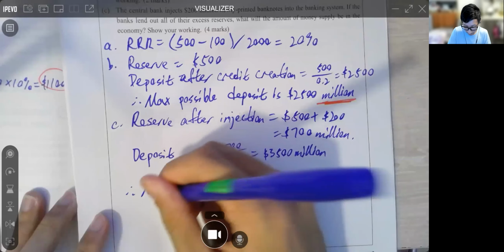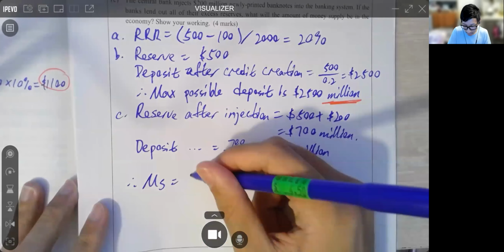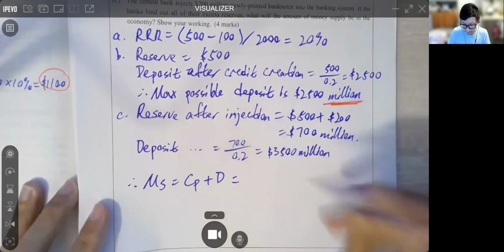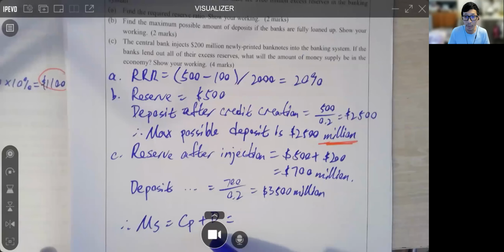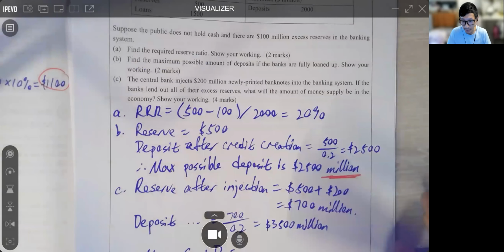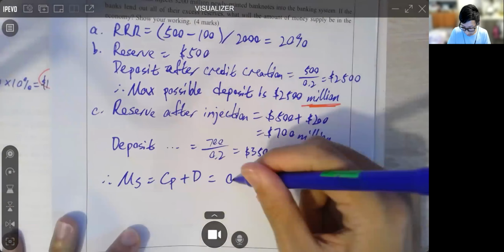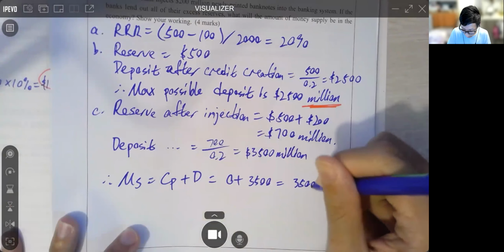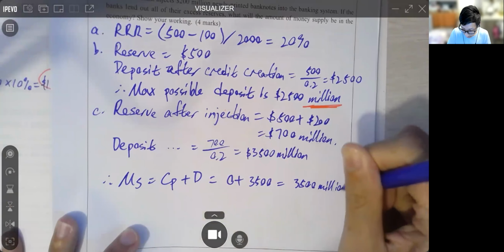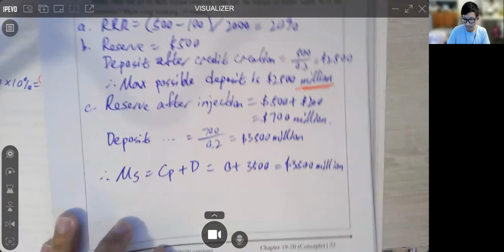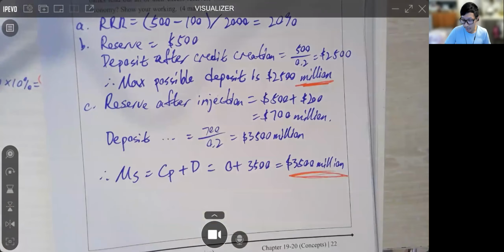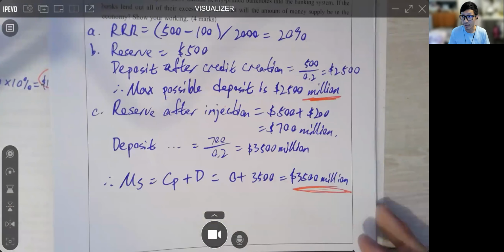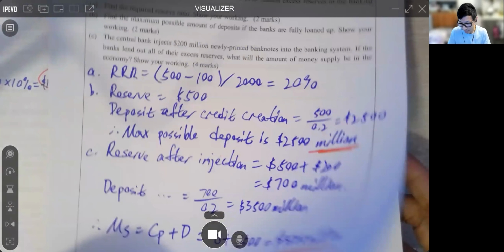Therefore, money supply would be CP plus deposit. CP we know it's always 0, right? They said they don't hold cash. 0 plus this equals this amount, million. Okay, got it? So we get the answer. Did you notice that we keep doing the same steps over and over? Okay, nothing special.